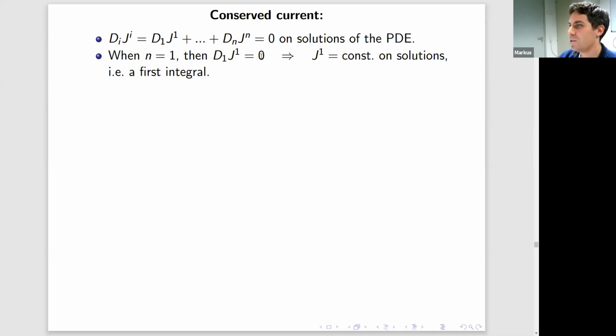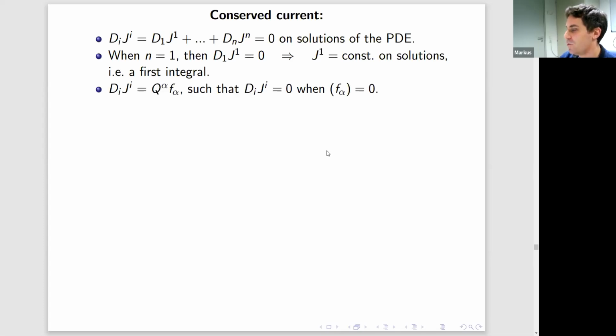Then this must vanish on solutions of the differential equation. Then we integrate this, and we get that J1 is a constant on solutions, right? This was the energy conservation on the second slide. Or you could also say you have a first integral in this case, but for PDEs it's a little bit different. There you really have this whole expression.